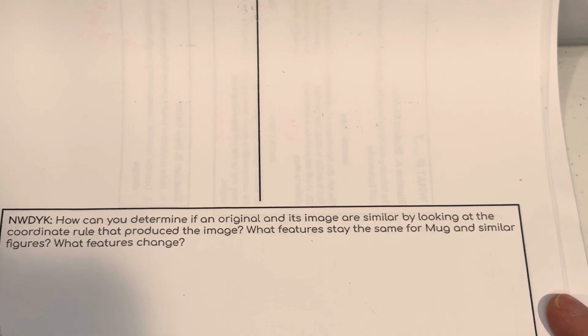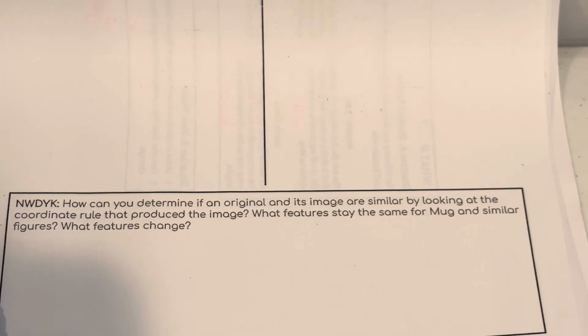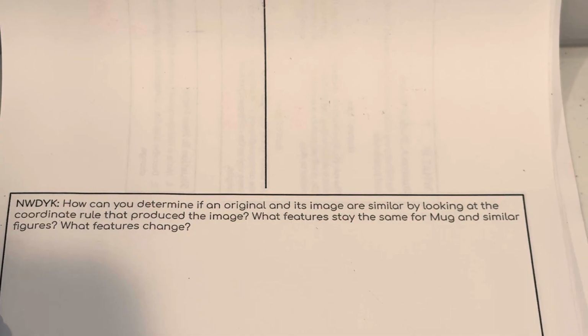And then also tell me what features stay the same for Wump in similar figures, and what features also changed. And by features, it just kind of discusses a little bit more like his nose, his mouth, his legs, those kinds of things. So be specific with your response to that. If you can answer that question, then you paid attention, you watched the video, and you are ready to move on to 2-2.